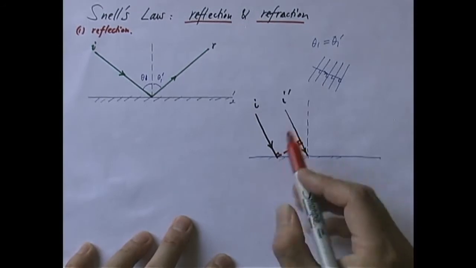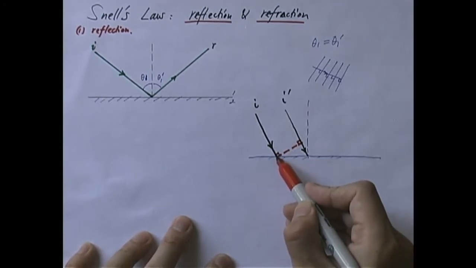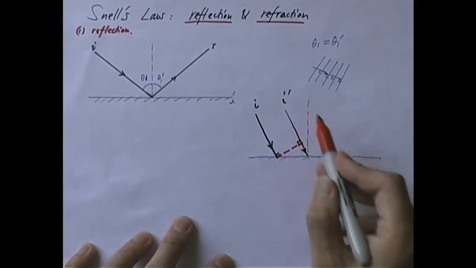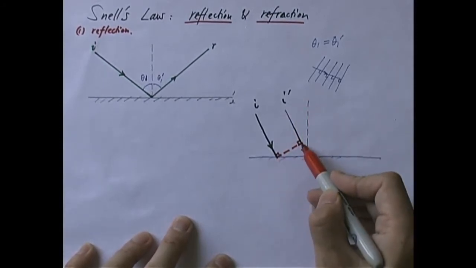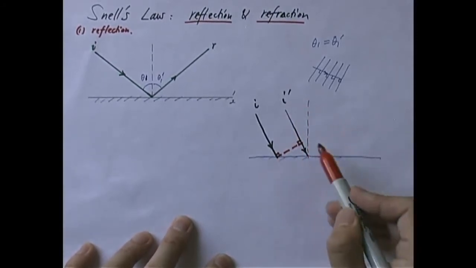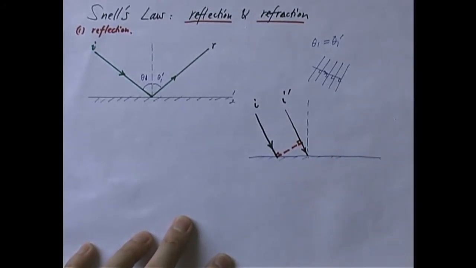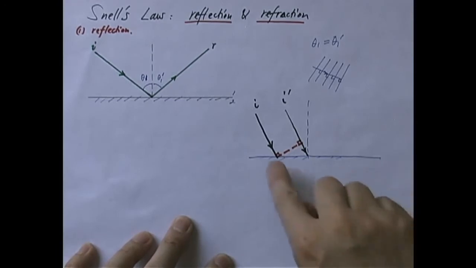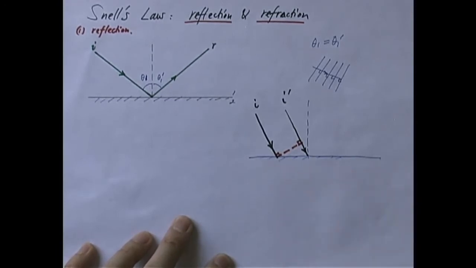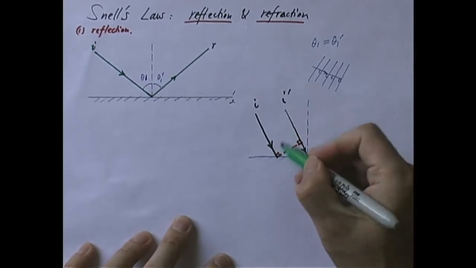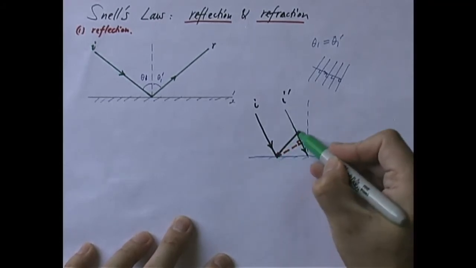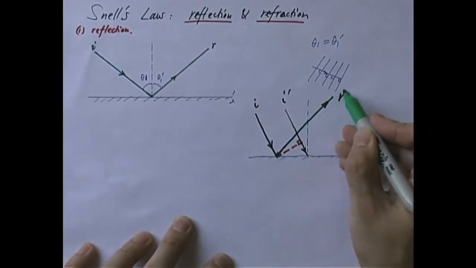So at that moment, for this light ray, this part of the wavefront has already reached the border, and it's going to start to reflect. But that part of the wavefront has not yet reached the border. It has to travel this further distance before it starts reflecting. So this particular part of the wavefront at this moment starts to reflect. So you have a reflected beam like that. We call it R.